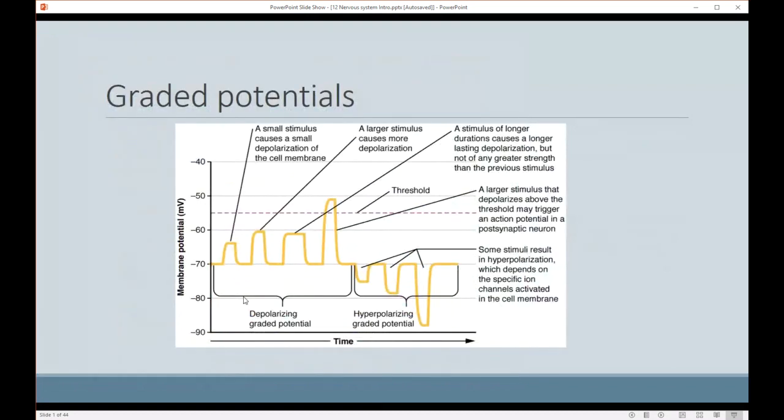We also have what are called graded potentials. This is where we have a smaller stimulus causing a small depolarization, but we don't hit threshold. Once we hit threshold, that can trigger the action potential. We also have some stimuli that result in hyperpolarization. That means the stimulus would have to be even stronger to make us do an action potential. Look, we're hyperpolarized here, so we're even further than that negative 70. That would mean we'd have to allow even more sodium in to hit threshold, so it would usually take us more time.